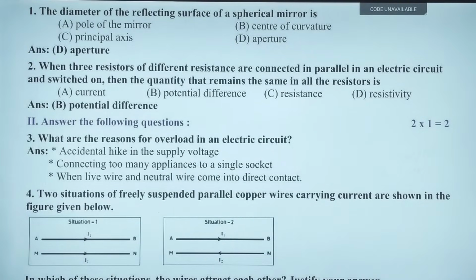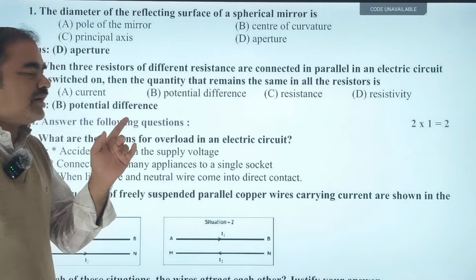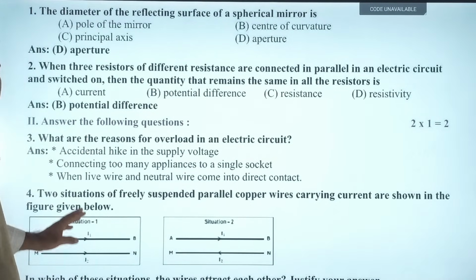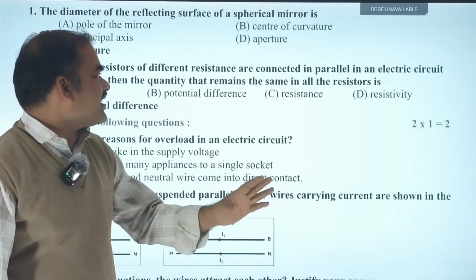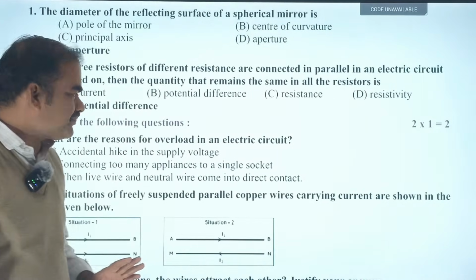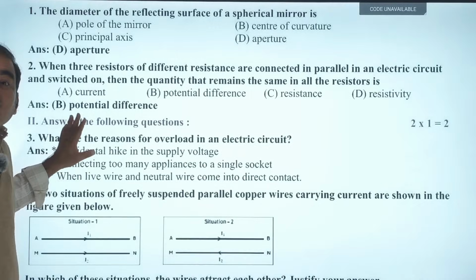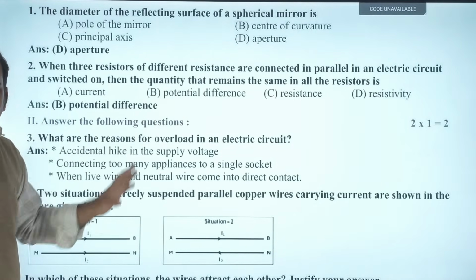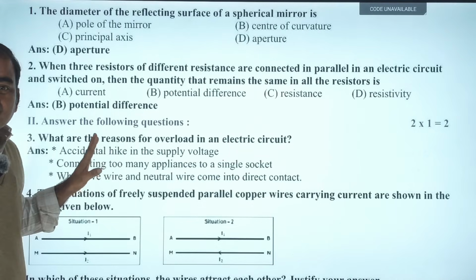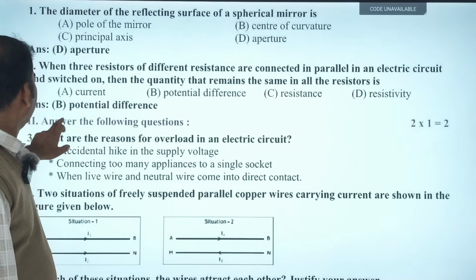And second question, when three resistors of different resistance are connected in parallel in a circuit and switched on, then which quantity remains the same in all resistors? That is the potential difference. Because they are connected in parallel, the potential difference will remain the same there.